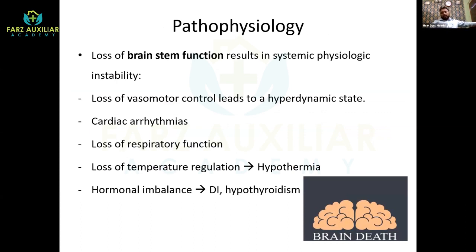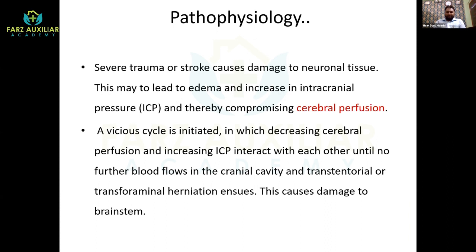So next is pathophysiology. What is the pathophysiology of brainstem death? So what happens in brainstem death? There is a loss of vasomotor control initially, leading to a hyperdynamic state. It may cause cardiac arrhythmias, loss of respiratory function, and other events like loss of temperature regulation and hormonal imbalance. I will discuss them one by one.